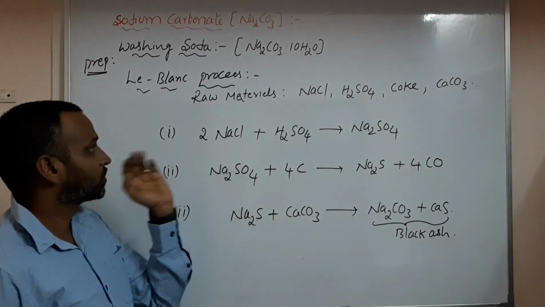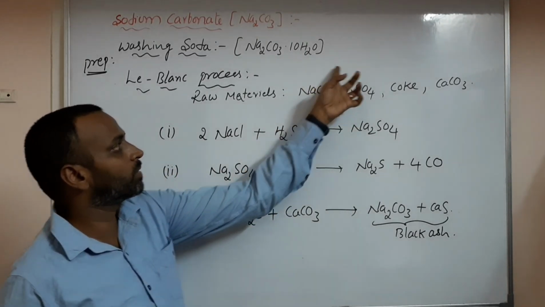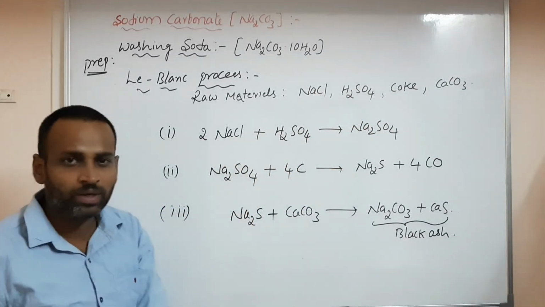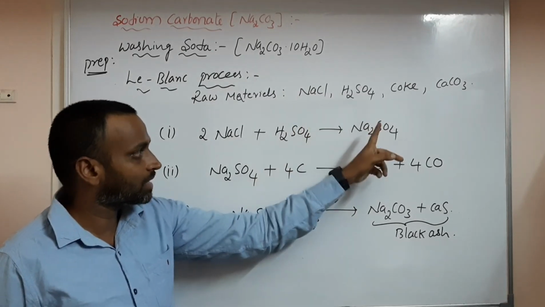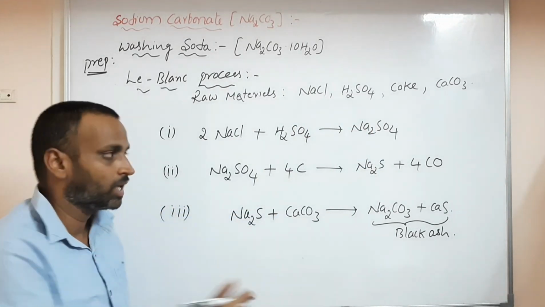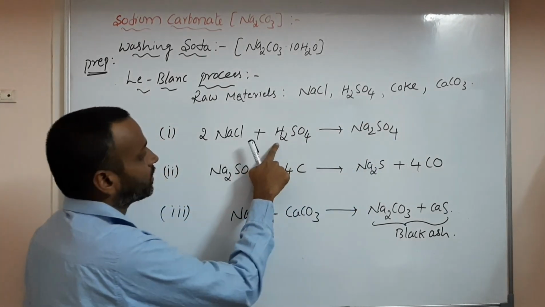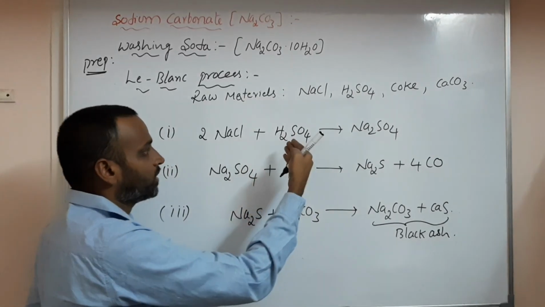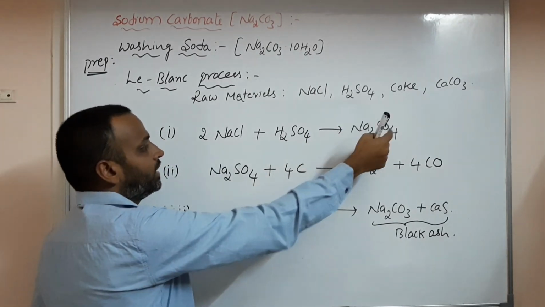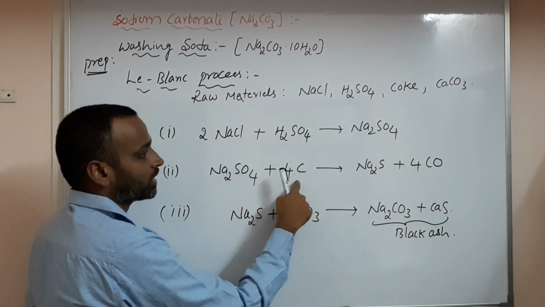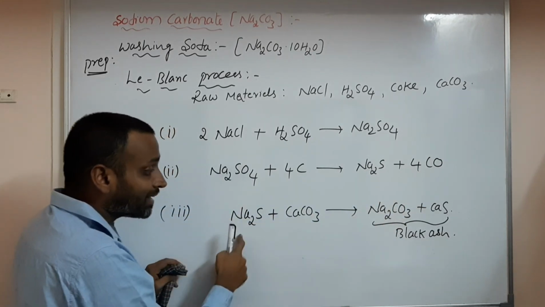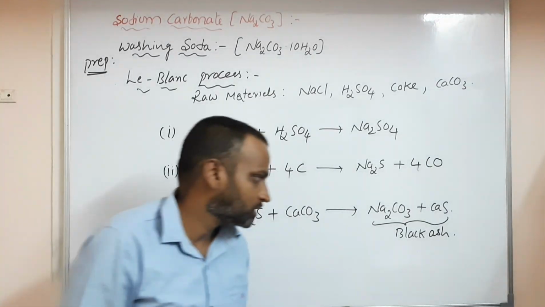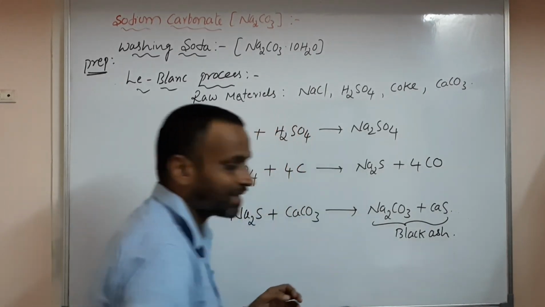Hope you understood. So what happened first? These two will react, one by one in sequence. NaCl with H2SO4: first NaHSO4, sodium bisulfate, will form because two hydrogens are there, no? H2SO4 basicity is 2, everybody knows. So two hydrogens can be replaced by sodium, so Na2SO4 you will get. Na2SO4 with carbon gives Na2S with CO. Na2S with CaCO3 gives Na2CO3 plus calcium sulfide, which we call black ash.